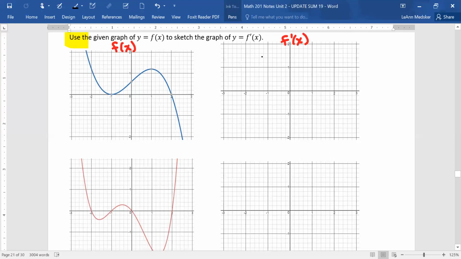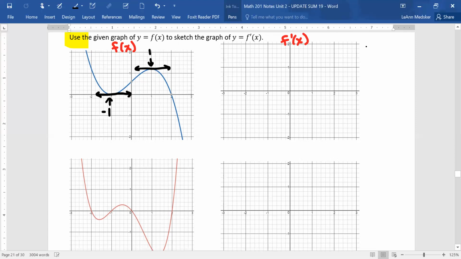So this says that anytime we have a max or min, which means we have a slope of a tangent line that is 0. So notice that's happening at -1 and at +1.